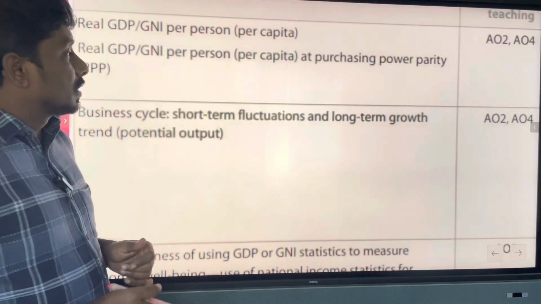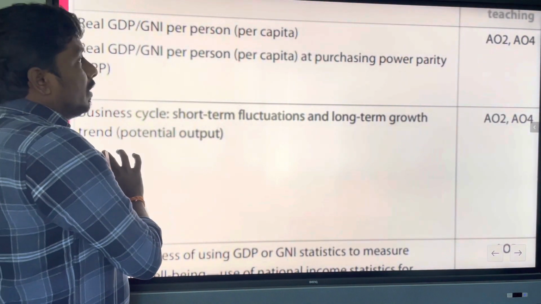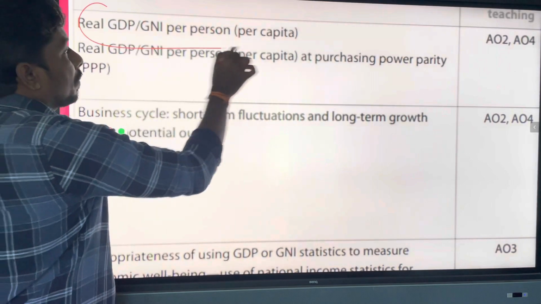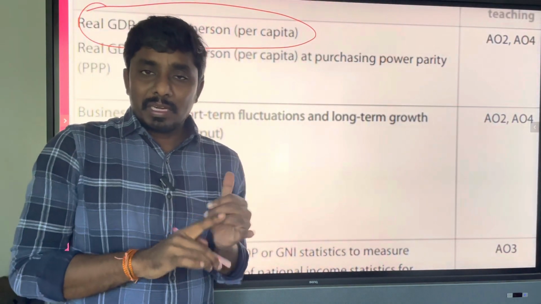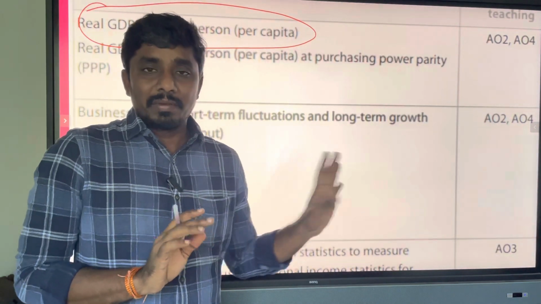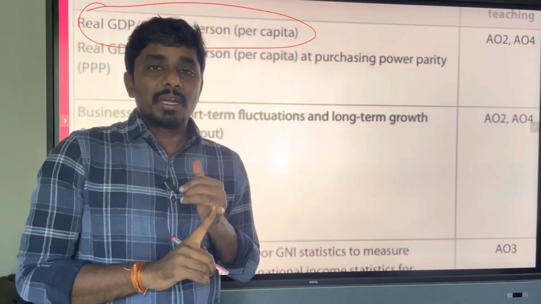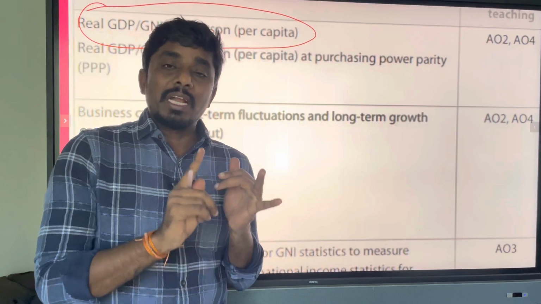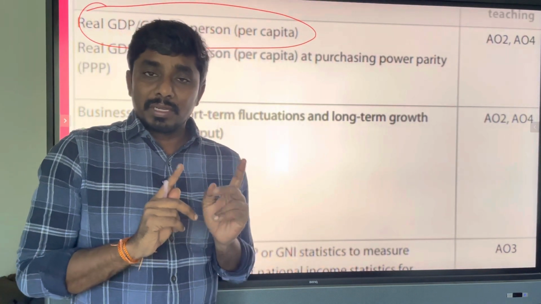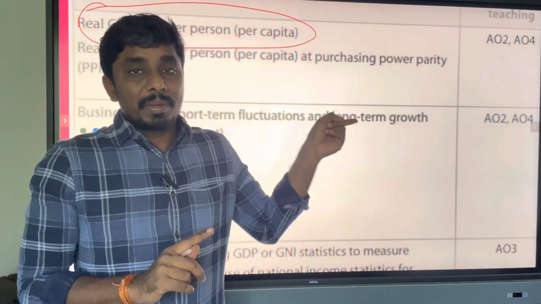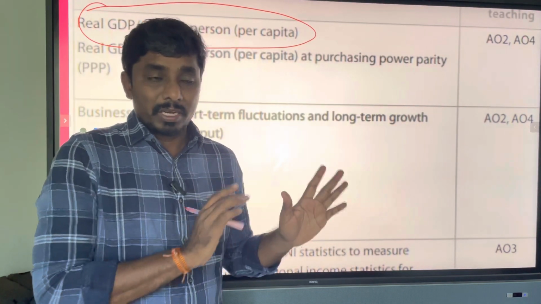Now we are going to discuss GDP per capita and GNI per capita. It is again a very simple topic. Usually they ask questions in Paper 2 and Paper 3, and there is a possibility in Paper 1 also. I'll explain how they may ask the question in Paper 1.